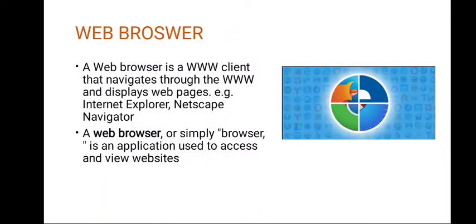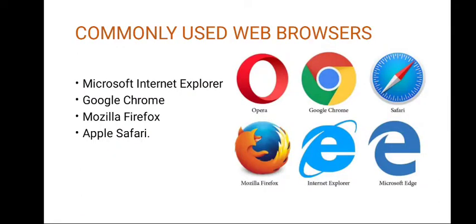So let's see what are the commonly used web browsers available. As you can see, the commonly used web browsers are Microsoft Internet Explorer, Google Chrome, Mozilla Firefox, Apple Safari, Opera, Microsoft Edge, etc. The different web browser symbols are also shown in this slide in order to understand and identify which one is the symbol of which web browser. So you can easily identify them by the symbols of the web browser.